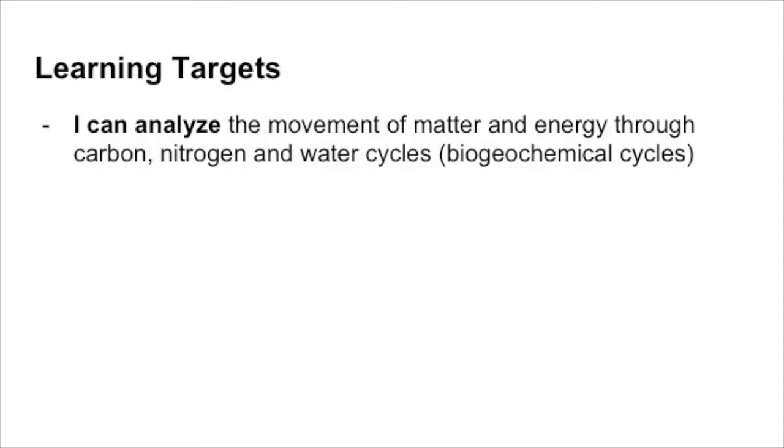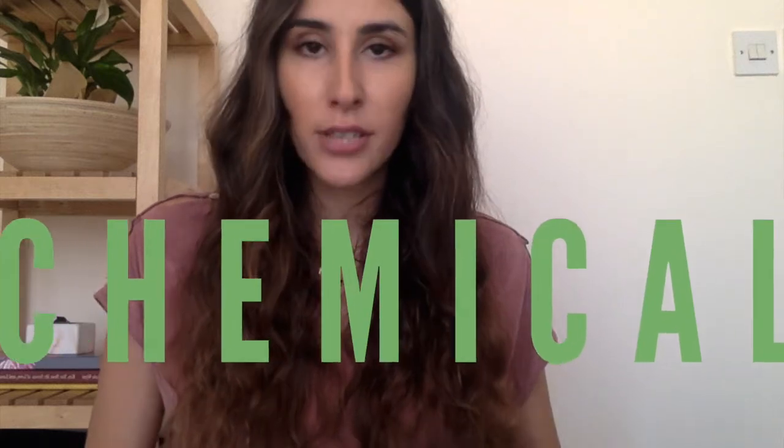We're going to be covering topic 3, which is matter flow in an ecosystem. By the end of today's lesson, you should be able to analyze the movement of matter and energy through carbon, nitrogen, and water cycles. Collectively, we refer to these cycles as the biogeochemical cycles.